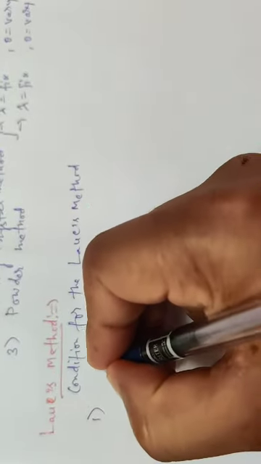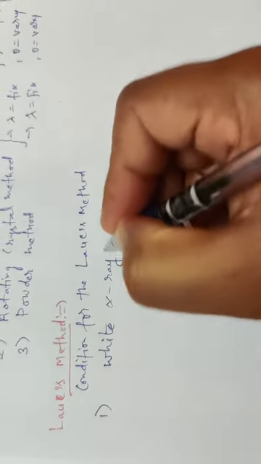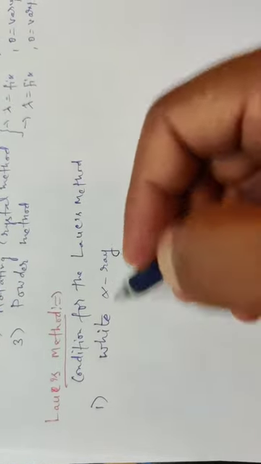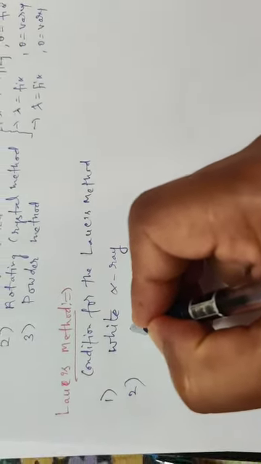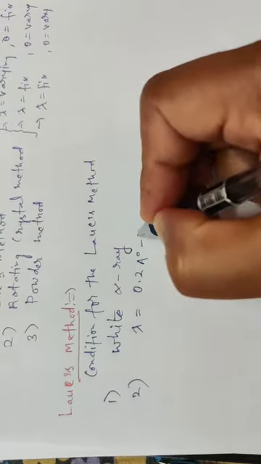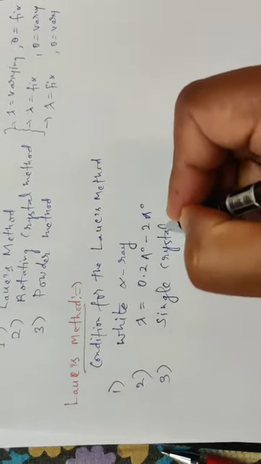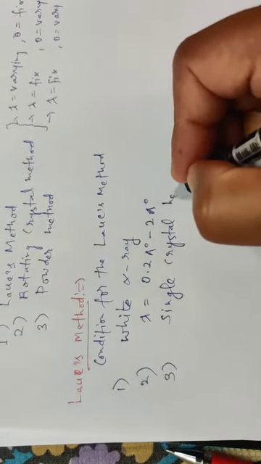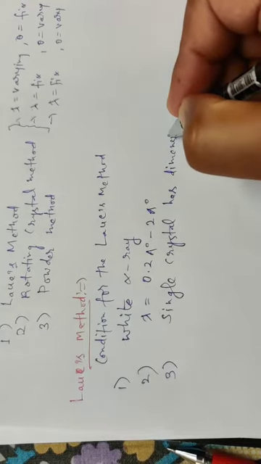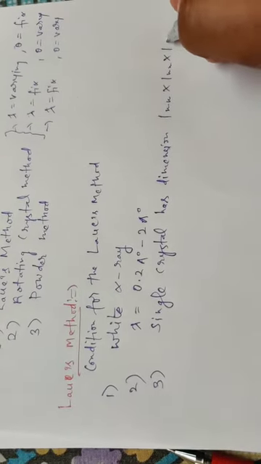Now the main conditions for Laue's method: first, the incident X-ray is white X-ray. I will come later to why this is called white X-ray. Second, the range of X-ray used is between 0.2 angstrom to 2 angstrom. And third, we will use a single crystal, that means a small crystal which has dimensions of 1 millimeter by 1 millimeter by 1 millimeter.